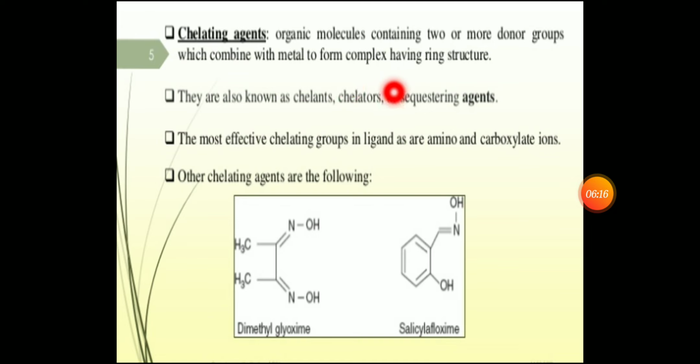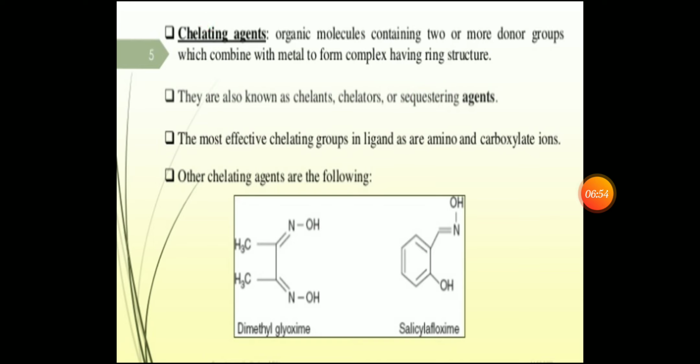Chelating agents have two or more donor groups which combine with the metal to form a complex having a ring structure. Here there are two or three donor groups, which react with the metals to form the complex ring structure. You have to remember that the ring structure forms due to the chelating agents, because the two or more donor groups present react with the metal and form the complex having the ring structure. So this is called the chelating agent.